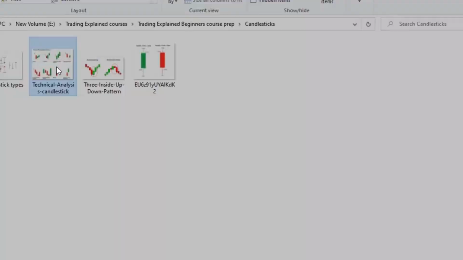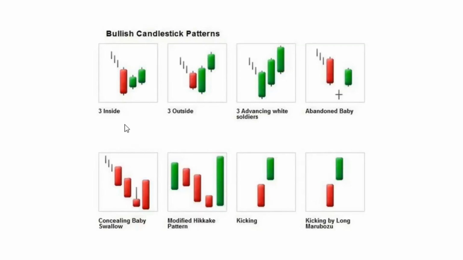So here are more patterns, three inside up. These three dashes or three lines indicate that the market has been falling, and then it again makes a red candle, and then it makes two green candles. Again, this pattern without any context is useless. So let's ignore this. You have to understand where this pattern is forming.